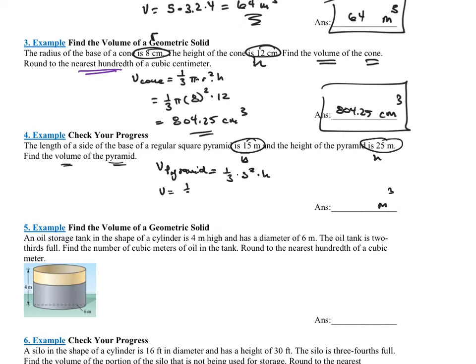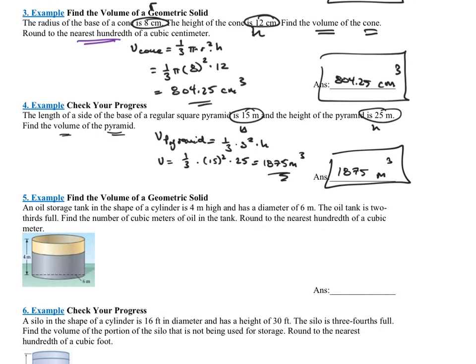So the volume is going to be 1/3 times the side length, which was 15 squared, times that height, which was 25. So put in 1/3 times 15 squared times 25 into your calculator. Let's see what you get. I'm getting 1875. Again, that's whatever my unit is, which was meters cubed. Put that in the final answer blank. 1875, or 1,875 cubic meters.